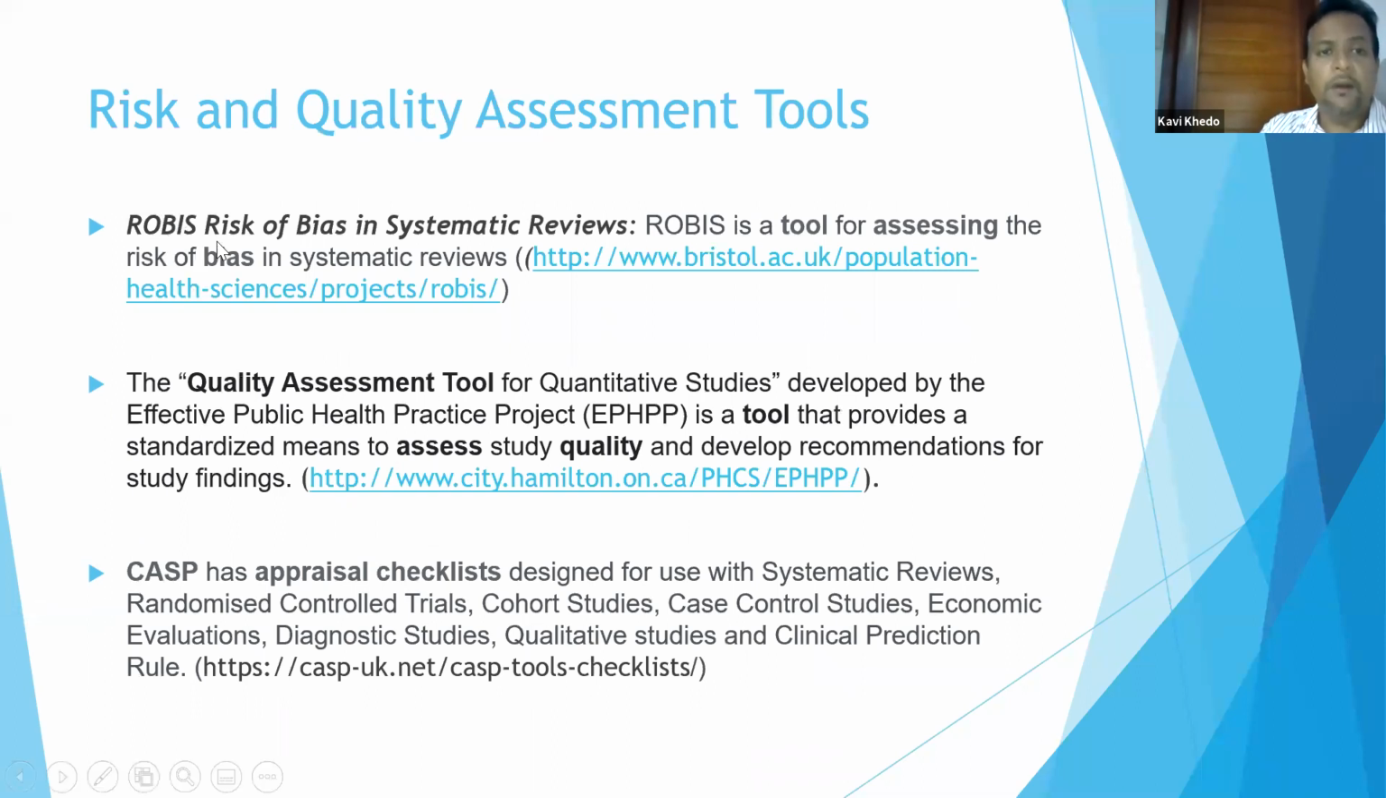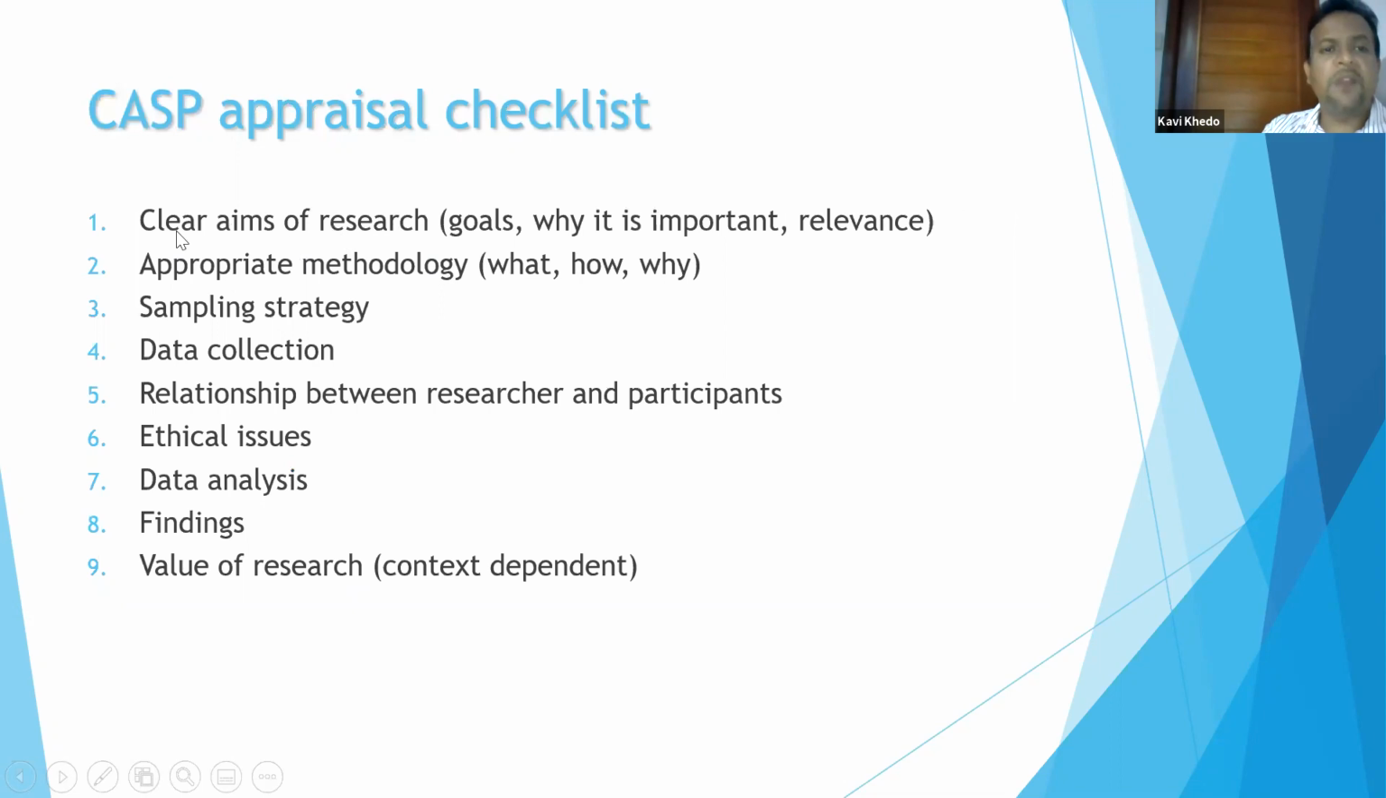ROBIS, Risk of Bias in Systematic Reviews, is one tool that helps you. Quality assessment tools for quantitative studies are another. CASP is another one; it is a checklist. I'll show you the checklist. You check whether there are clear aims, whether there is an appropriate methodology, whether there is a sampling strategy, and whether there is data collection. If it has those things, it tends to be a good paper.